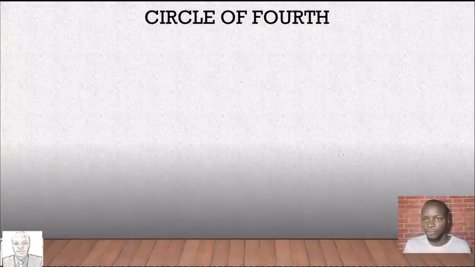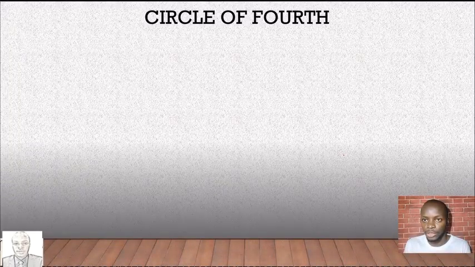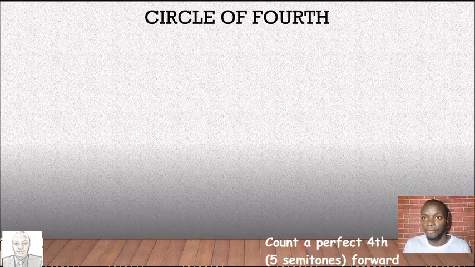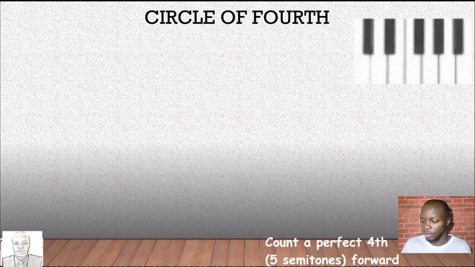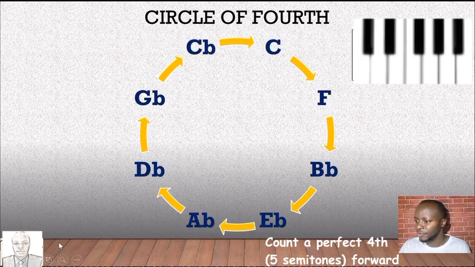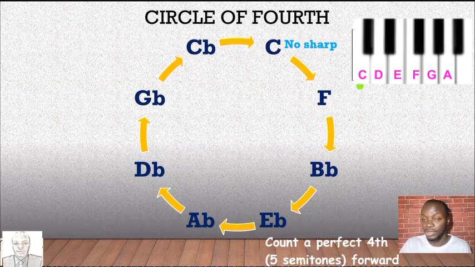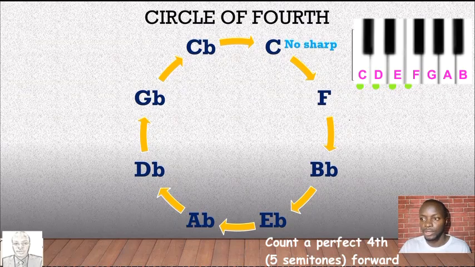Unlike the circle of fifths, where we move 5 notes forward, here in the circle of fourths, we move 4 notes forward. Let's see what I mean. Starting from C. C is just a natural key, right? No sharp, no flat. Count 4 notes. So you have 1, 2, 3, 4. So F, we have 1 flat, right? Remember, while dealing with the circle of fifths, we count 5 notes forward from C. And then we have G, and G has 1 sharp, right?